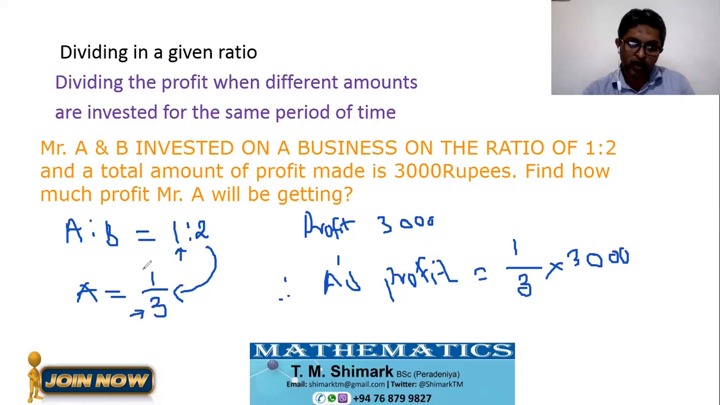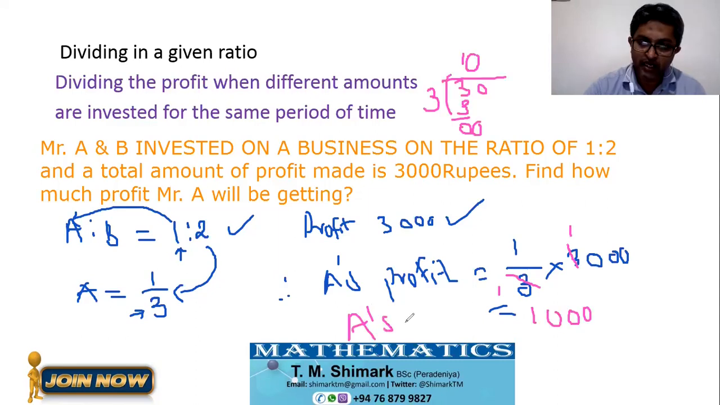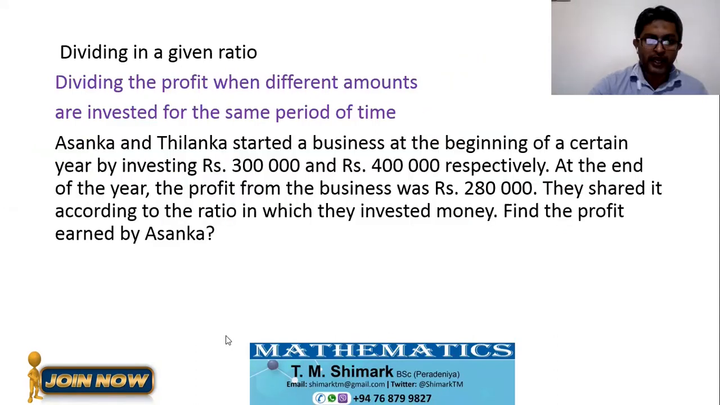Numerator, how you got 1? Because A's portion is 1 here, right? So 1 is to 1 by 3. We can cut 3 by 3 because 3 is here also. So that is 1,000 rupees.